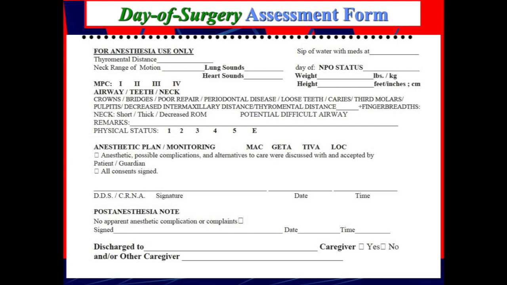So once we have the treatment pre-op diagnosis made and we've got that circle or we've written it in, then we have to choose an anesthetic monitoring plan. And the 4 that are commonly used are MAC, and you're going to see this used later in the lecture in a different context, but MAC stands for Monitored Anesthesia Care. GETA is General Endotracheal Anesthesia. TIVA is Total Intravenous Anesthesia. And then LOC is called a local standby.